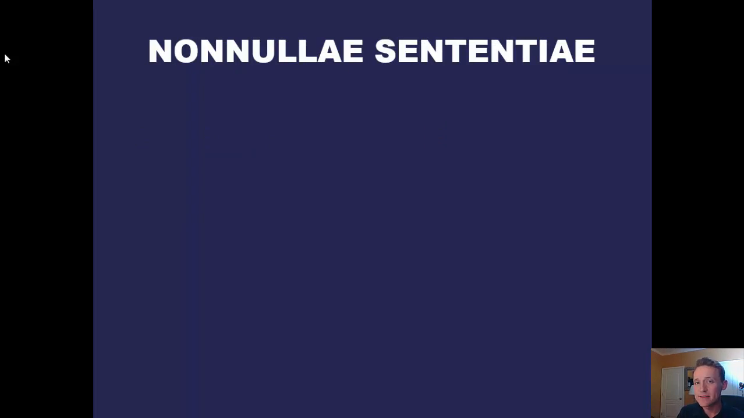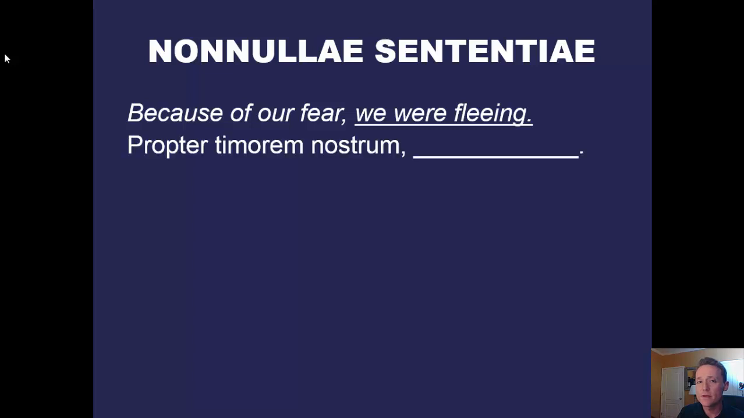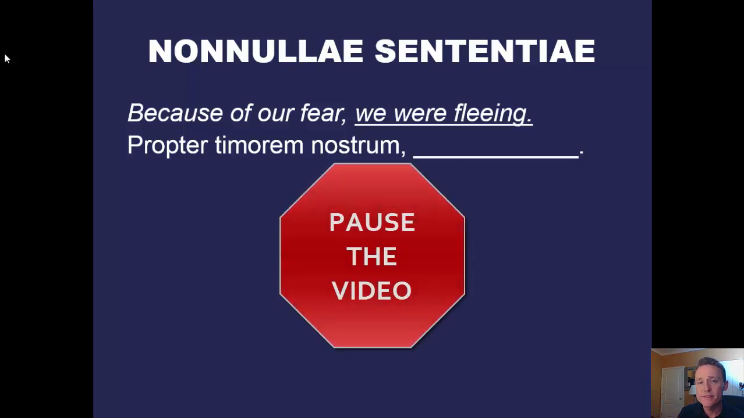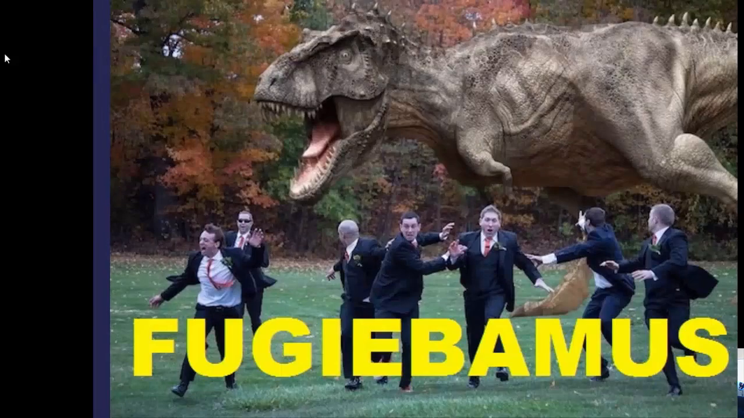Let's do several practice sentences. Because of our fear, we were fleeing. Propter timorem nostrum blank. Now, to flee is a verb that we've been using in this video so far, so take a moment, pause the video, and write down what you think would be the best response. Did you write fugiebamus? If you did, you are correct.